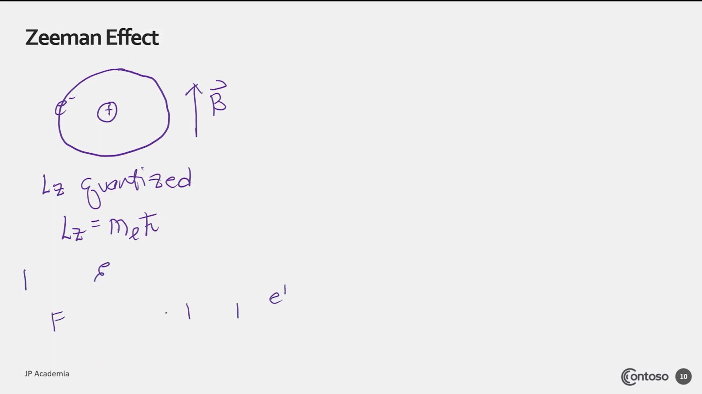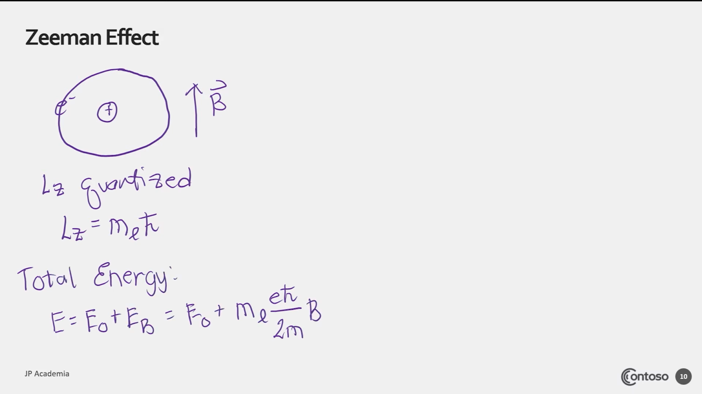The total energy is expressed as the sum of the energy E naught, and this refers to the energy before we introduce the magnetic field, and the energy E sub B, which is due to the introduction of the external magnetic field.